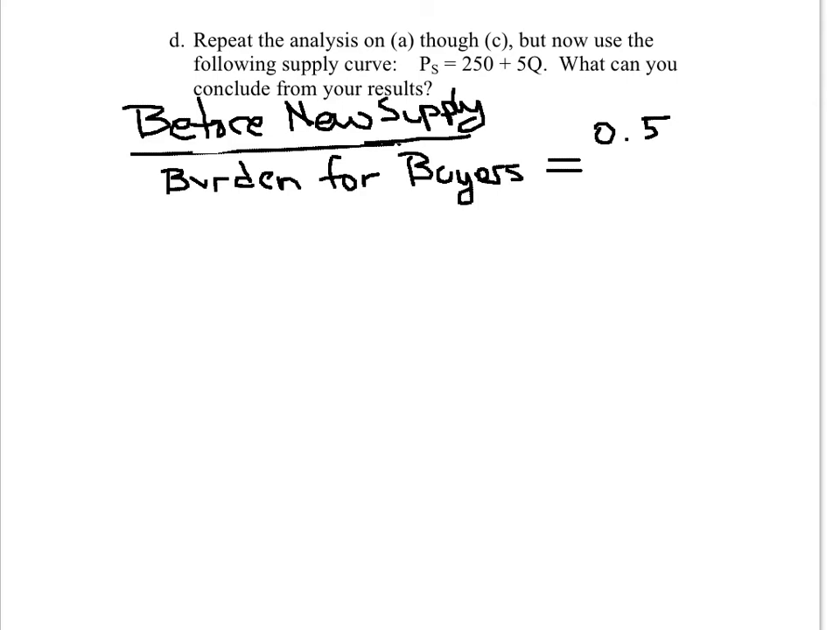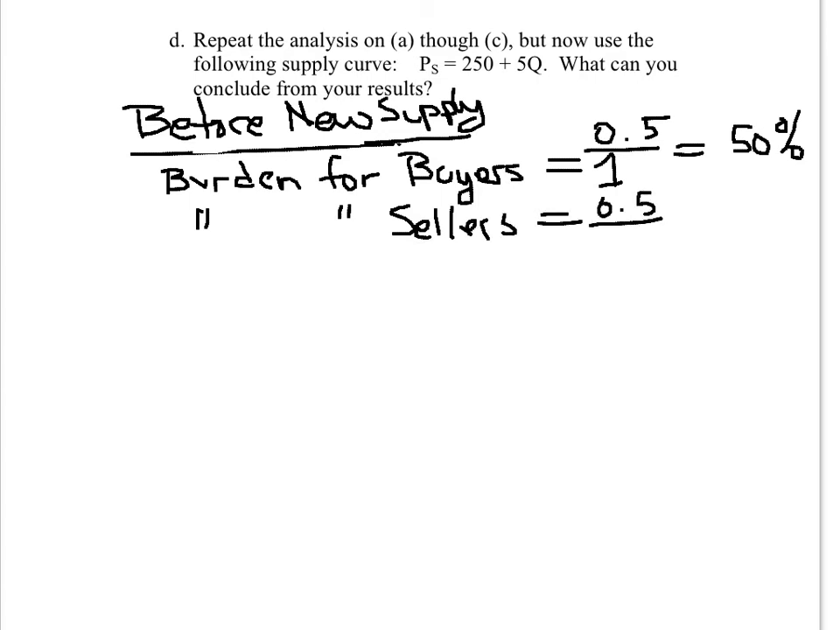Before new supply, this is in part A. The burden for buyers, well, it's 50 cents out of a $1 tax, so it basically is 50%. Buyers are feeling 50% of the tax. Now the burden for sellers is also 50% because they are 50 cents worse off, and the tax is $1. So they're also 50% worse off. So they're both sharing the same burden of the tax.